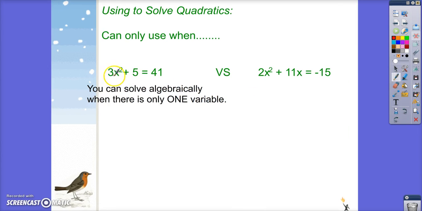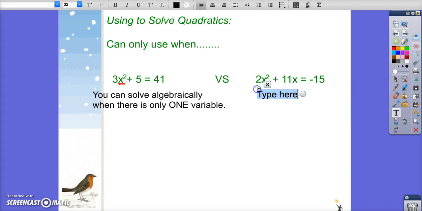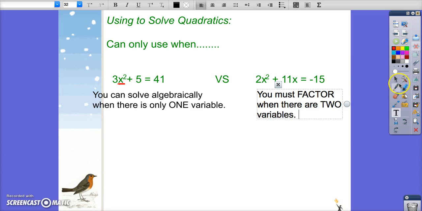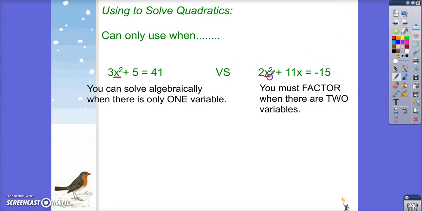All right, so when there's one variable, so if we see here, we only have one variable, x squared. The other way you have to factor, you must factor when there are two variables. So if you look here, why we had to spend all that time on factoring is because there's two variables. You have to factor. It's not going to work where you can solve nice and neat. On this side, you only have one variable, so you could solve algebraically. That's what we're going to take a look at today.